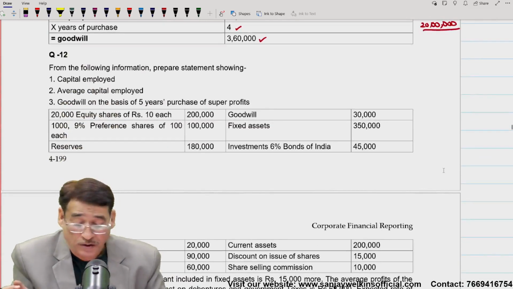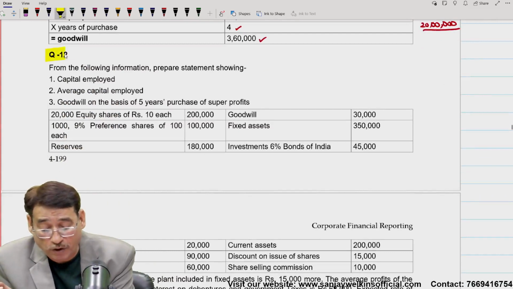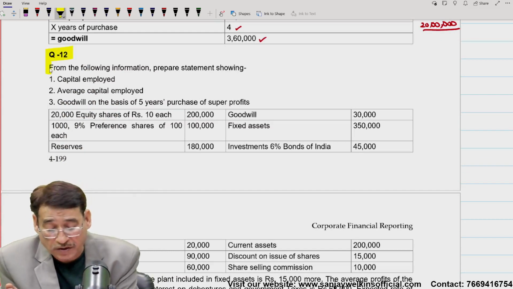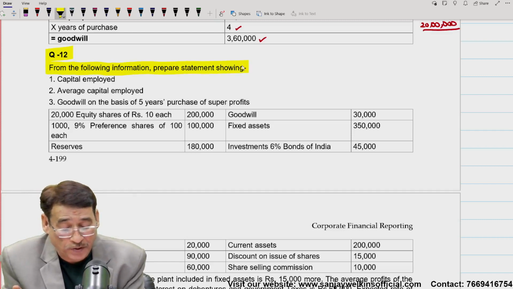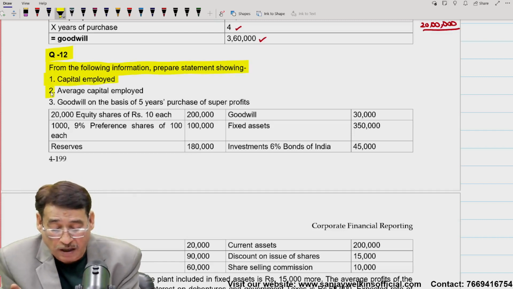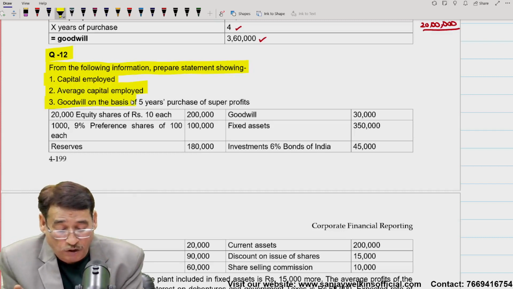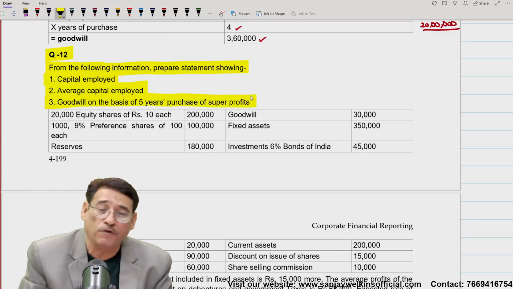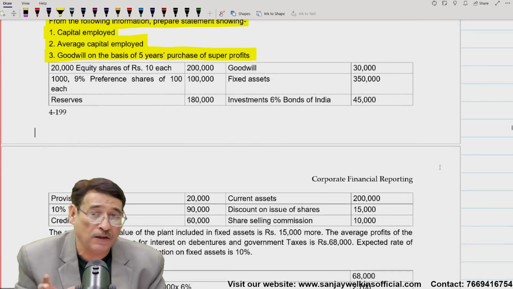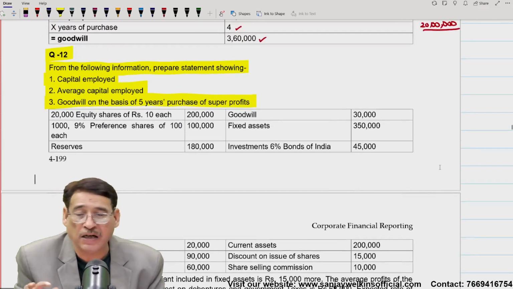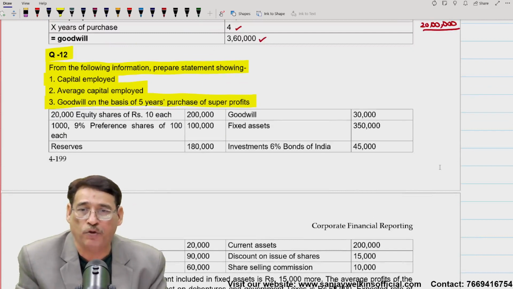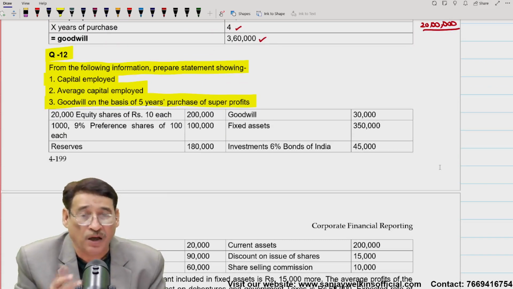Yes, sir. Similarly, now we will have a look over question number 12. The question states that from the following information, prepare a statement showing capital employed, average capital employed, and goodwill on the basis of 5 years purchase of super profits. Because in this question, directly or indirectly, besides the capital employed, we are being asked to compute average capital employed. So this time, if I need to find out normal profits, I will base it upon average capital employed. Is it clear to you or not?